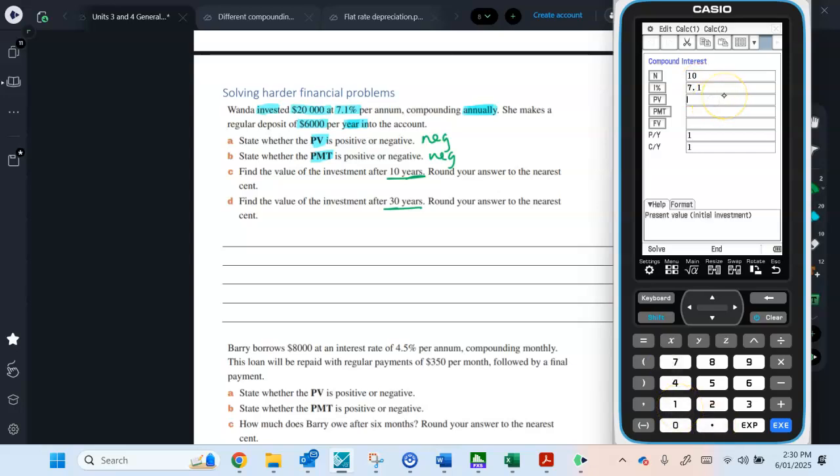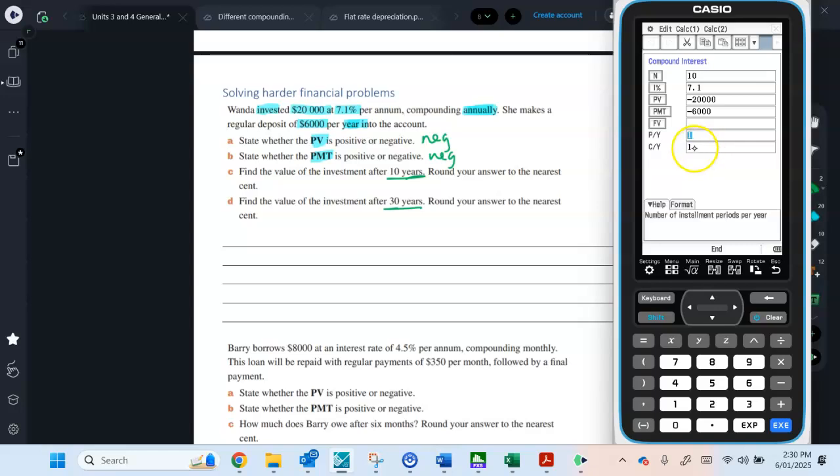PV, your principal value. So remember, it's going to be negative because it's going to the bank. And your PMT is also negative, because it's also going to the bank. So 6,000. Now, don't forget down the bottom, we've got our installment periods.